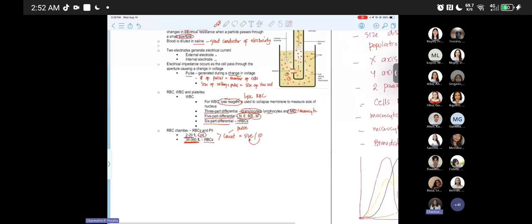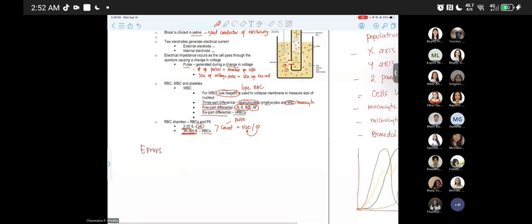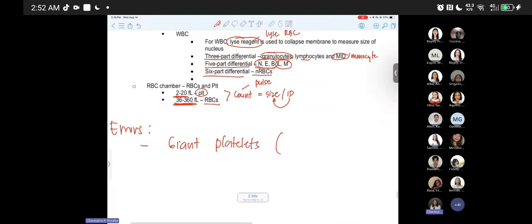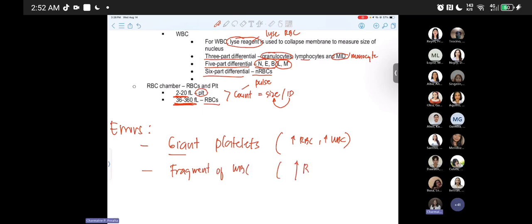What are the errors in electrical impedance? Kapag may giant platelets, syempre giant yung platelets, mako-confuse si machine. Bibilangin niya ngayon si RBC and WBC. Tataasan niya ngayon yung bilang ng WBC and RBC. Si giant platelets, i-assume ng machine na RBC, WBC. So may false increase of RBC and WBC. Pag may fragments of WBC, ganun din, tataas ang RBC, pati platelets. False increase of RBC and false increase of platelet.